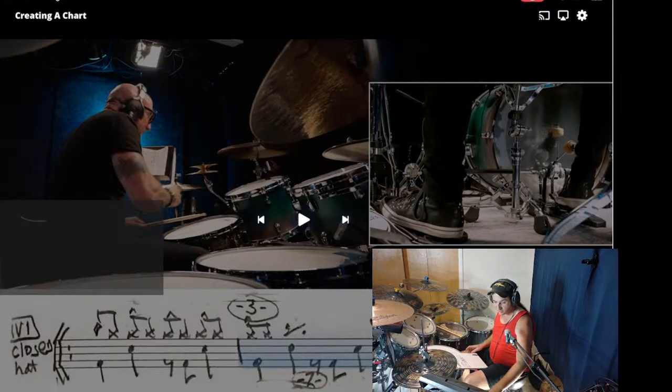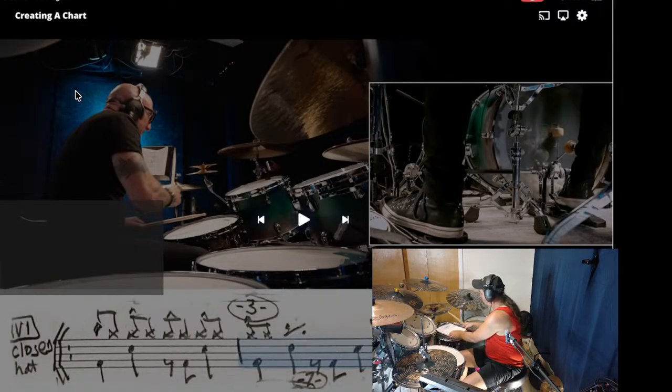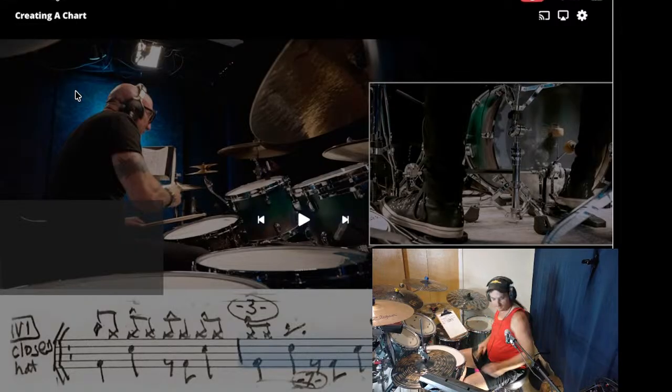All right, I'm gonna try to use my chart to follow along with him. And we'll see how that goes. I said minimize these stupid things. Okay, so I'm going to put my chart right here. There we go. That'll work.